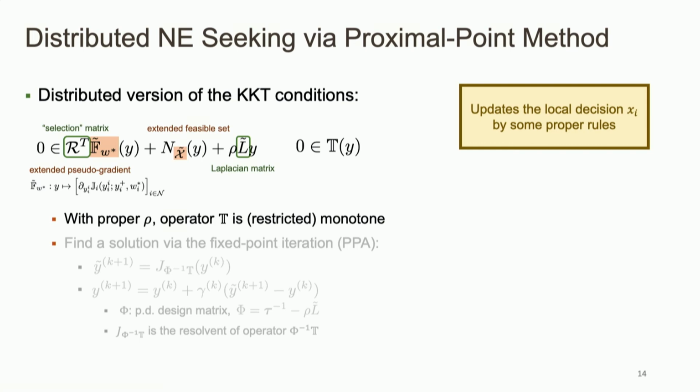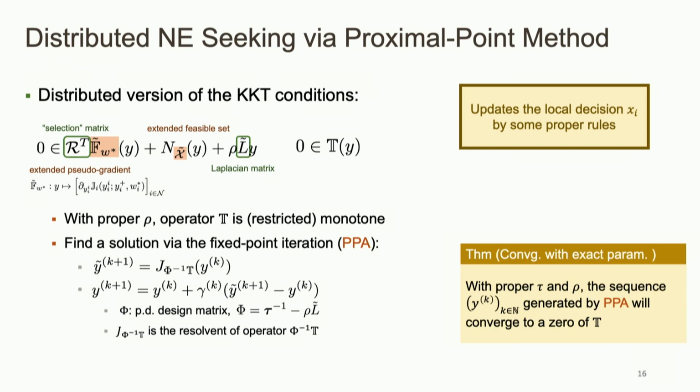And the first step is we will choose some rho sufficiently large to make the operator T, which denotes the expression above, possess some monotonicity or restricted monotonicity. And after that, we will solve the zero finding problem through the proximal point algorithm, or PPA. And to simplify the computation of the resolvent involved, we will design a positive definite matrix phi here, which is just some diagonal matrix minus the previously introduced Laplacian matrix. And we also leverage the Krasnoselskii-Mann iteration here along with the PPA for the later convergence analysis.